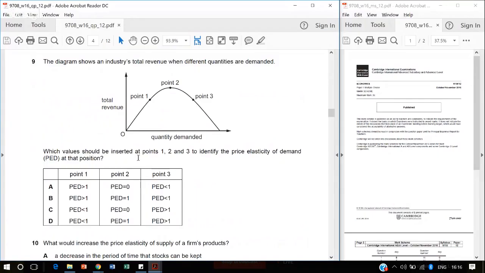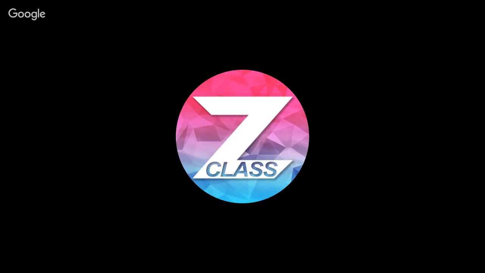Very good. And how do you know the PED is 1 and not 0 at that point 2? Because if PED is 0, that means that quantity demanded is static.